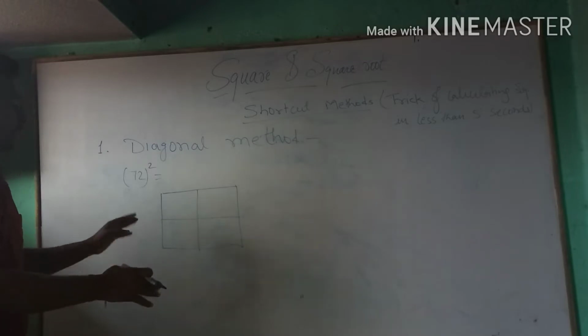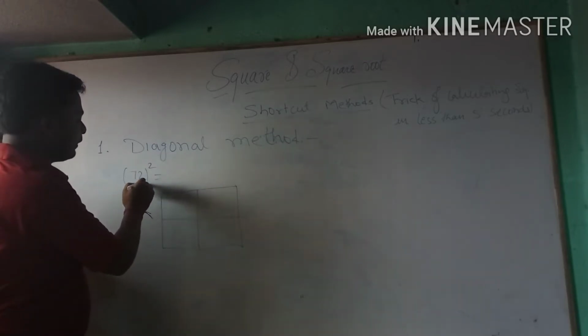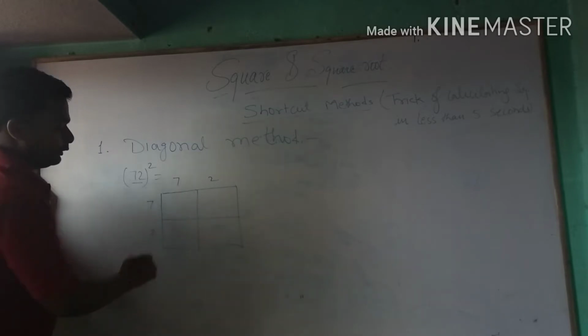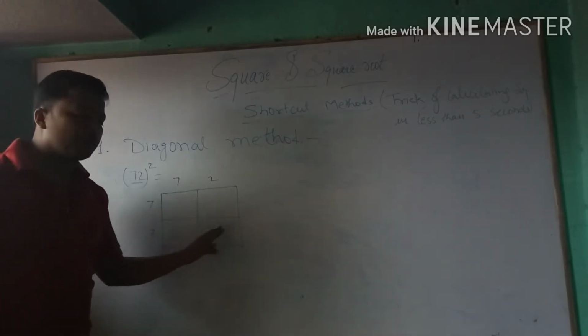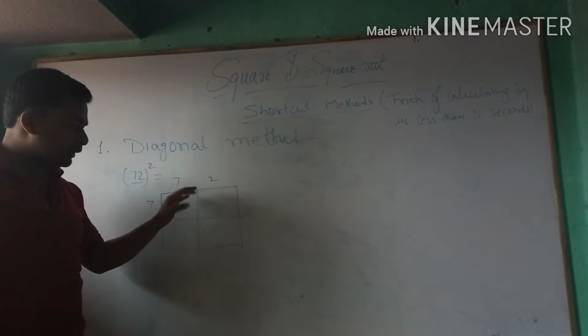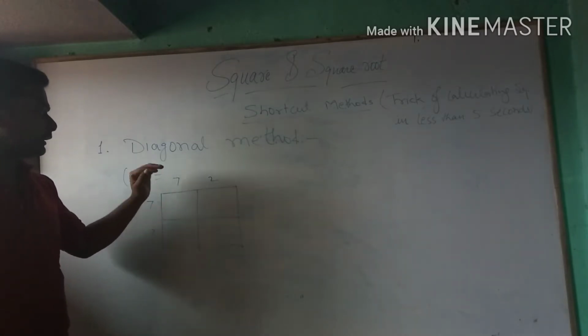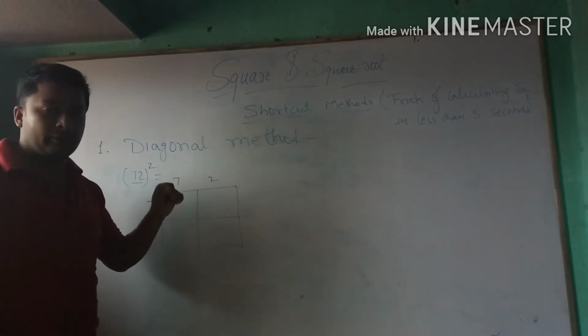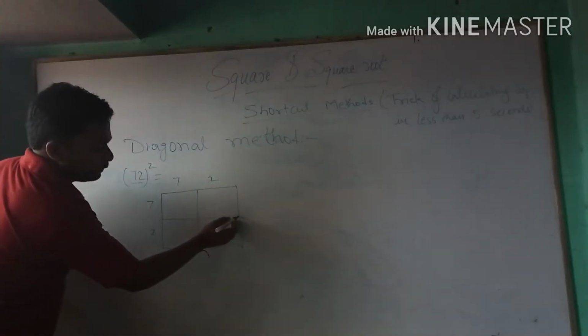There is a square and we will write the given number as 7 and 2. Here also 7 and 2. You can see that there are a total of 4 squares. The one square has been divided into 4 squares, and as the name suggests, diagonal method, we have to use their diagonals. We will join the diagonals.